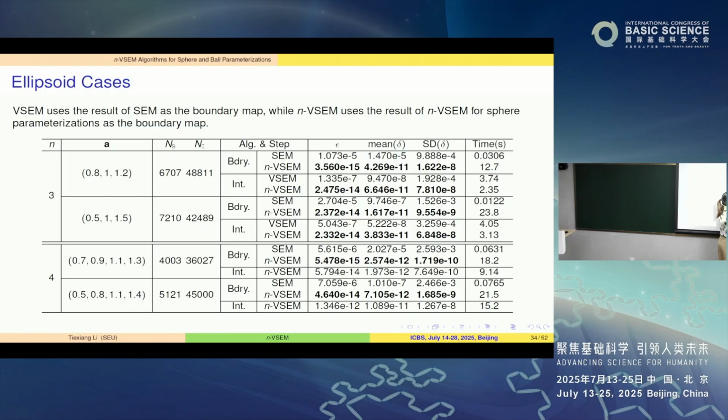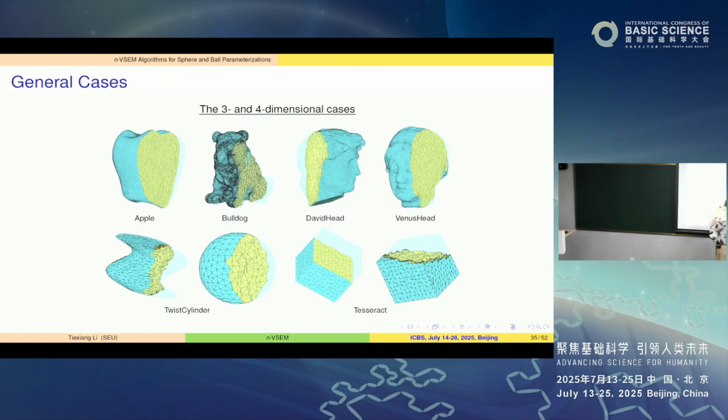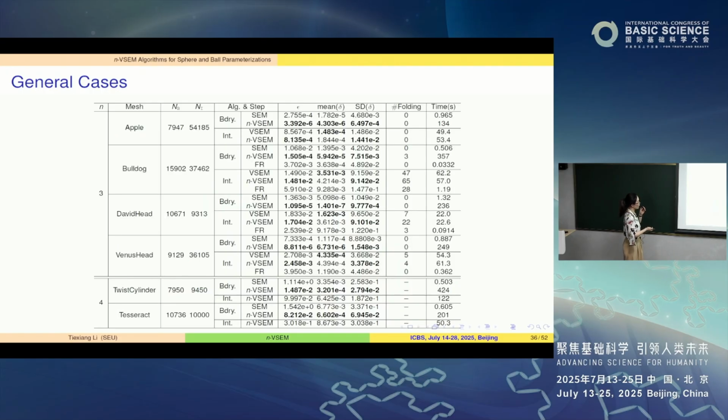We can find that the north and south iteration is very fast, but it's not accurate enough. Our method can get a very accurate result. This is for the boundary part, and for the interior part, the result is similar. We tried many cases for the 3D and 4D cases, and we have this result.